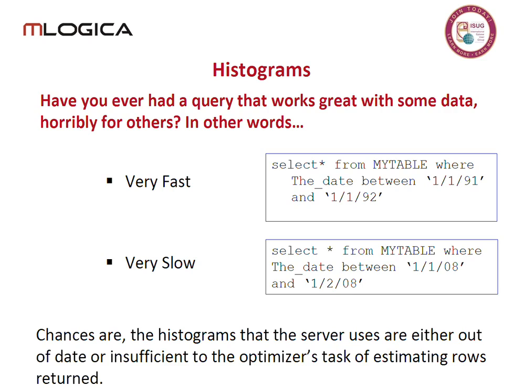Histograms. Why do those differences make such a difference? Looking at selecting from a particular table, in one case I'm looking for dates between 1991 and 1992. That's a year's difference. The next one I'm looking for a day's difference. Well, what's going to happen here?